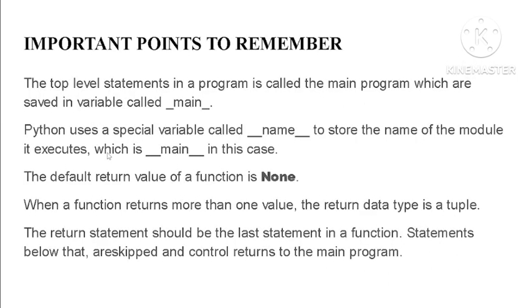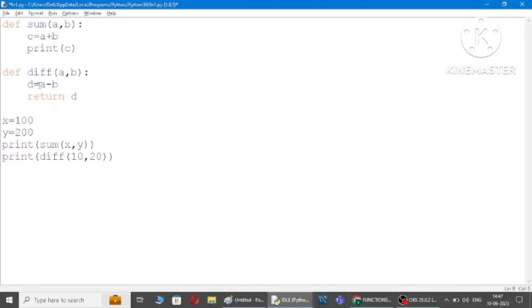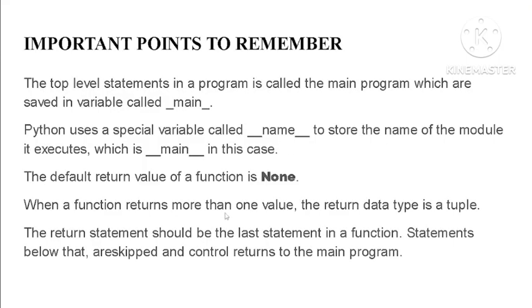Then this I told you, the default return value of a function is None. Next, we just saw a return value here saying return d. This is a single variable which is returned. Sometimes when I say return a, b, c, d, when you return more than one variable, then the data type which is returned is a tuple. Okay, if you check the data type and try to print, it will show tuple. So when a function returns more than one value, the return data type is a tuple.